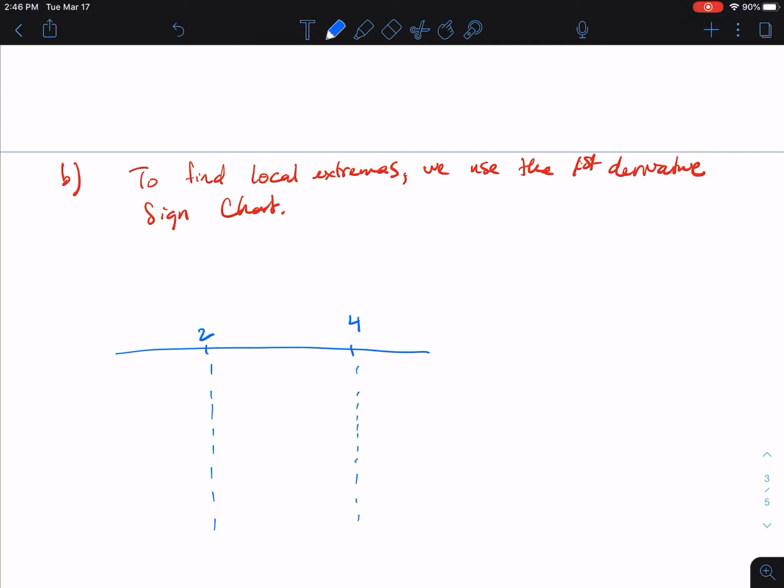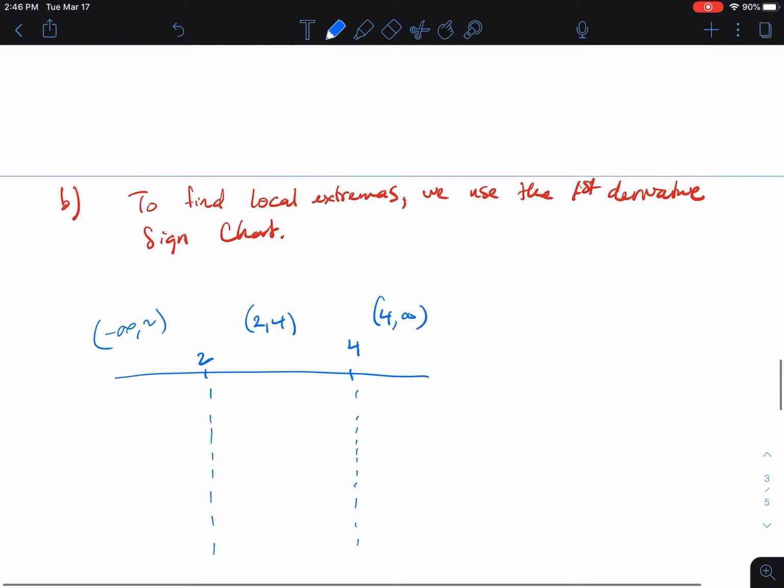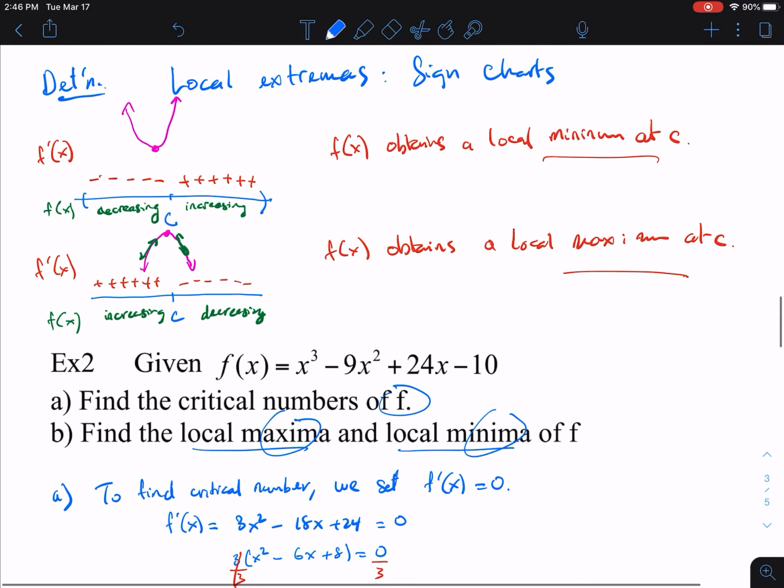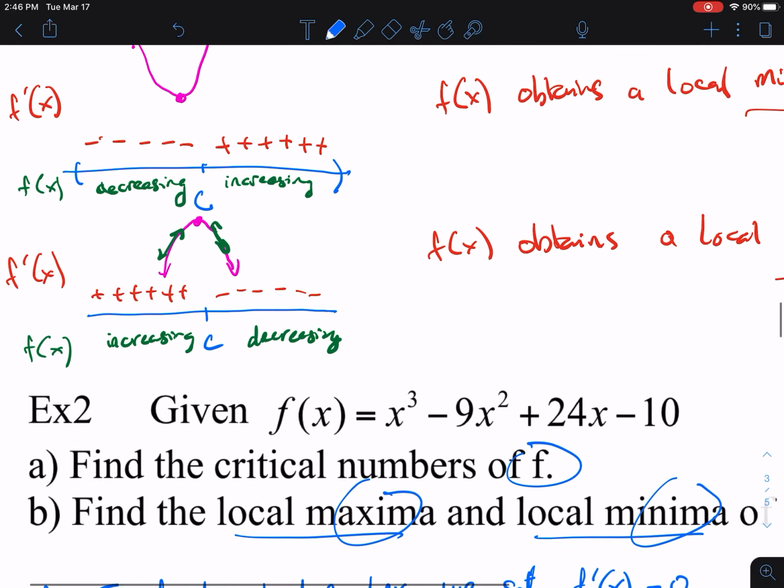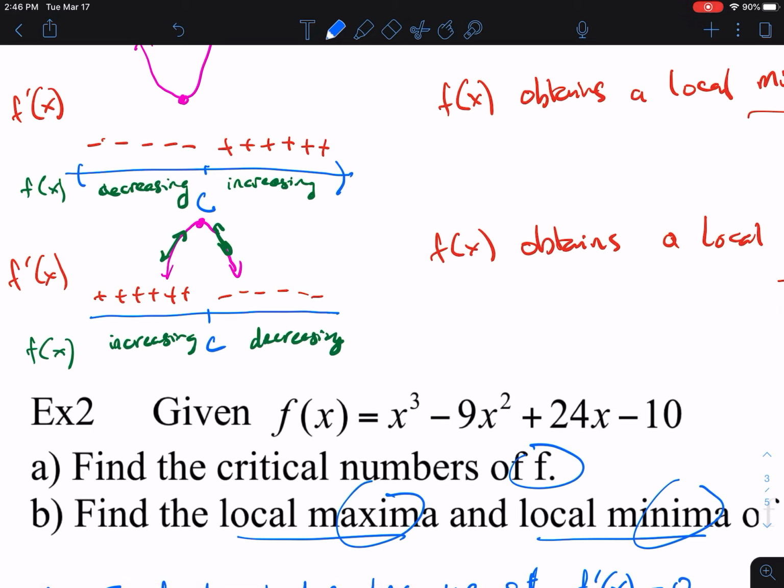We're going to separate the x-axis into 3 regions. We can say that this here is from 4 to infinity, in this case from 2 to 4, and this is from negative infinity to 2. To see whether there's a minimum or maximum, we're looking for increasing or decreasing derivatives, or increasing or decreasing function values, that is, sign changes of the derivative.